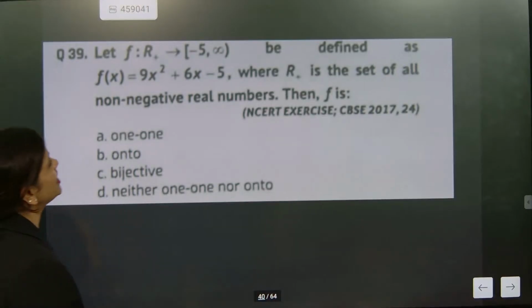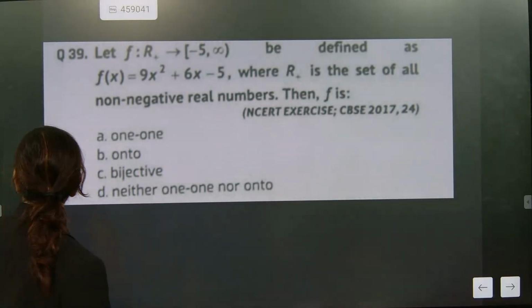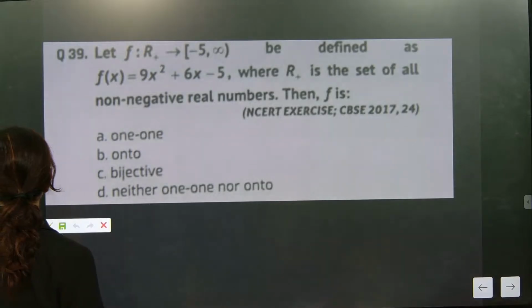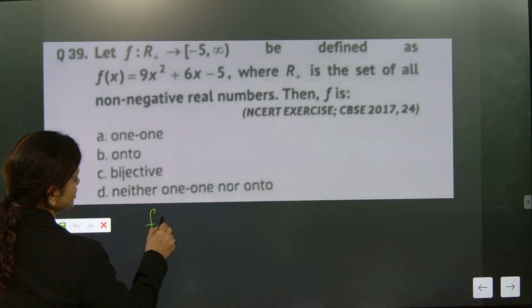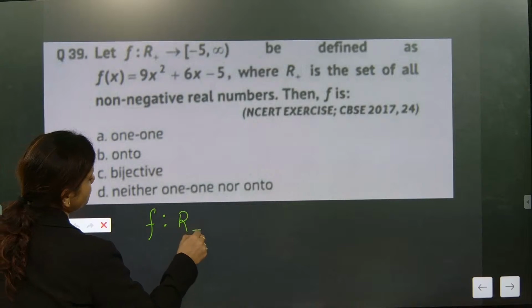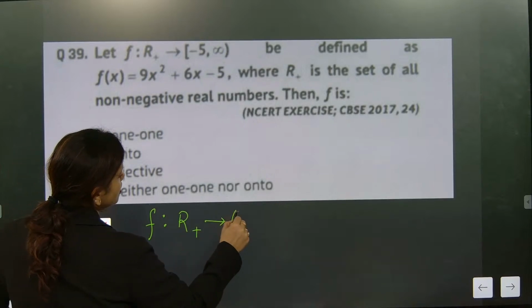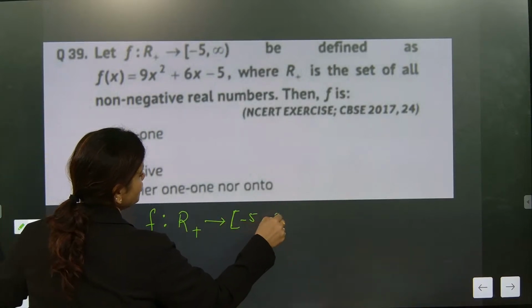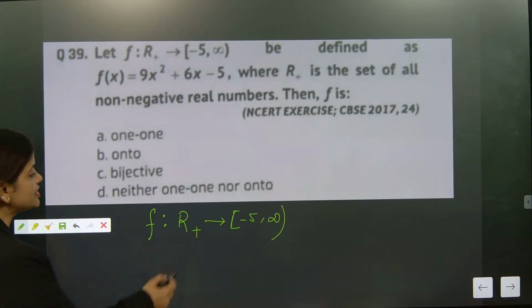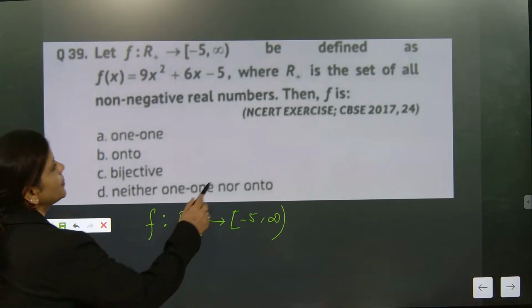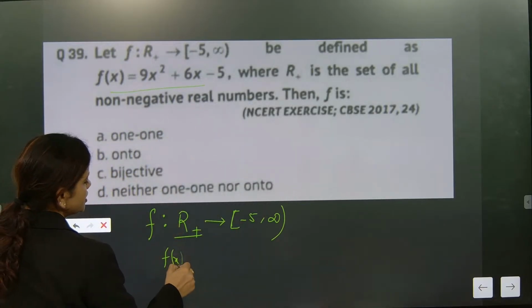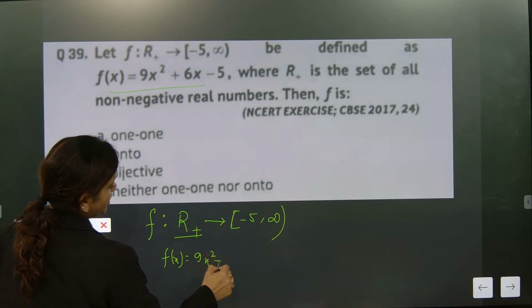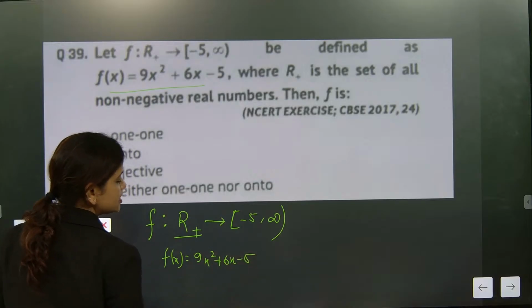See what they are telling. You are removing a very important point. First, you check here. You need to see this part. Your biggest target is this: f from R plus to the closed interval minus 5 to infinity is given. This is a set of all positive numbers. Now you first see what is your function. This is your function. f of x is equal to 9x square plus 6x minus 5.